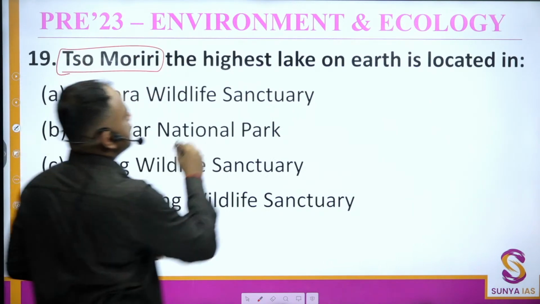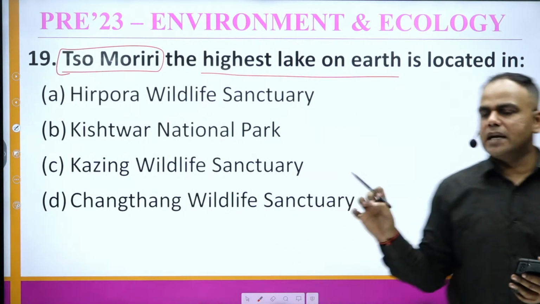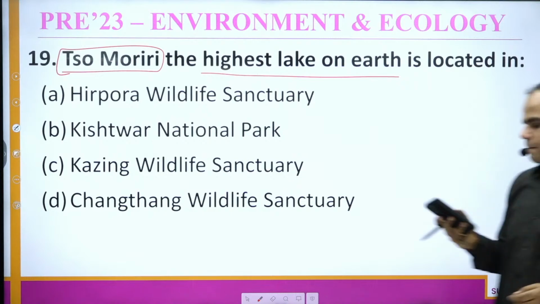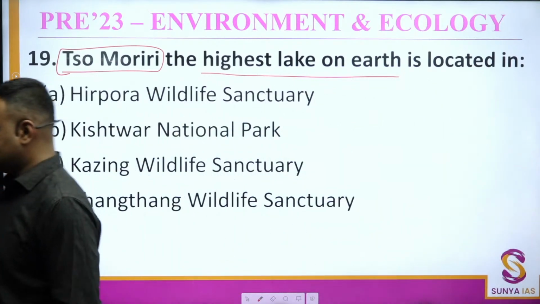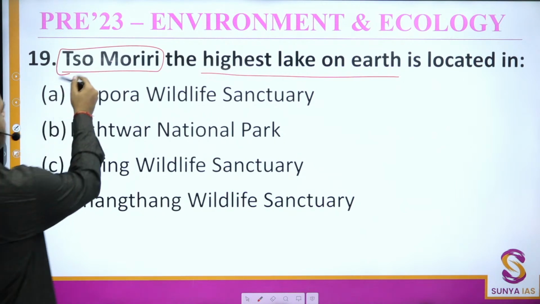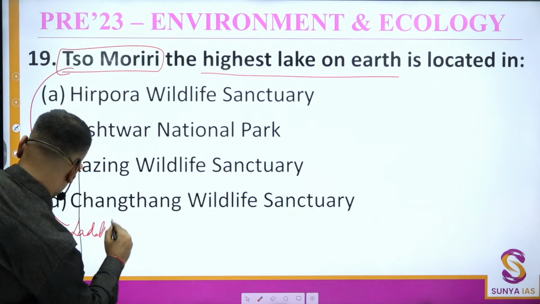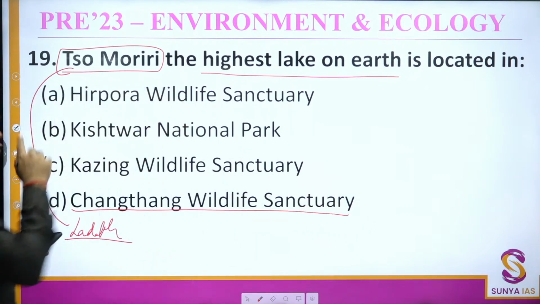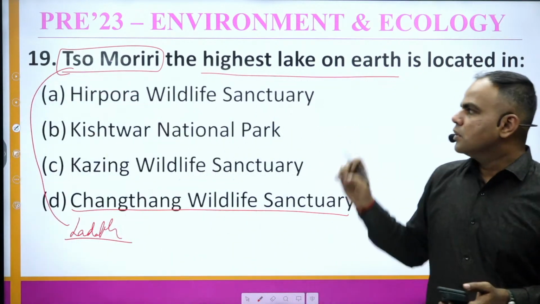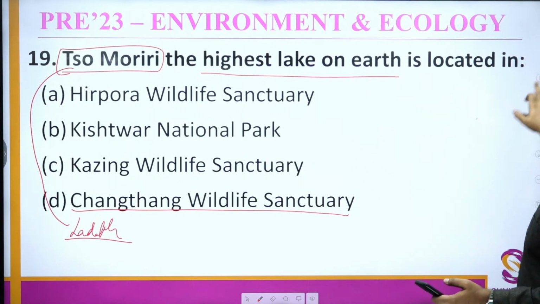Right, now this is straightforward. So Moriri, the highest lake on earth, where is it located? Question number 19. So here, So Moriri is present in Ladakh. And this is Changthang Wildlife Sanctuary. This is Ladakh. I've also included the image here.